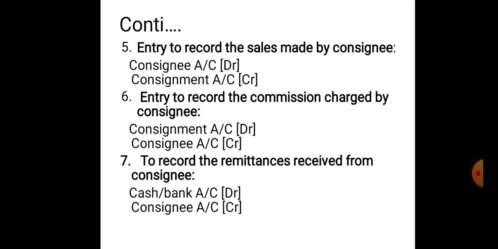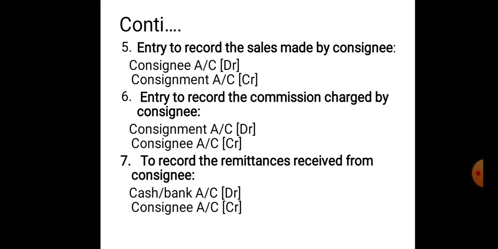And the next entry to record the commission charged by the consignee. For the sales he has made, he will be receiving a certain amount of money as commission. So when expenses and commission are to be recorded, then the entry would be consignee's account debit to consignment account. Here the consignee is entitled to an amount of commission, then the entry would be consignee's account debit to consignment account.